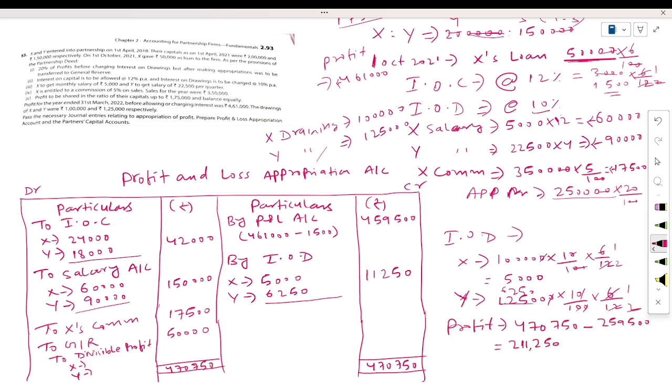The net divisible profit will be here 4,70,750 minus these total amounts: 42,000 plus 150 plus 17,500 plus 50,000. Then the net divisible profit will be here 2,11,250. Out of this, 1,75,000 will be distributed in their capital ratio.